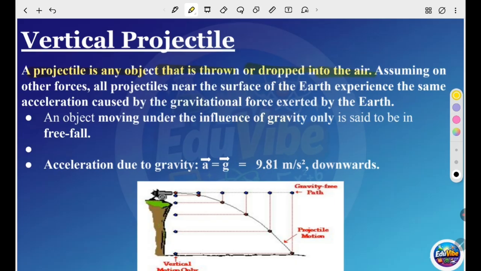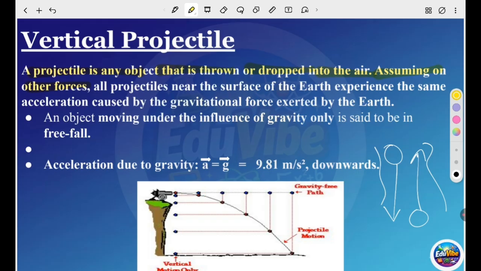When we throw or drop anything into the air, that motion is projectile motion. If we throw a ball over the air or drop a ball down to the ground, this is projectile motion. Here we assume no other forces act when we throw or drop an object.